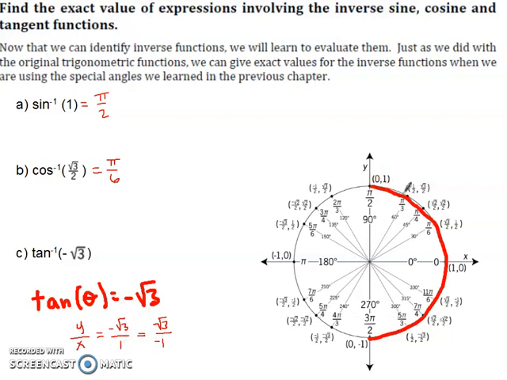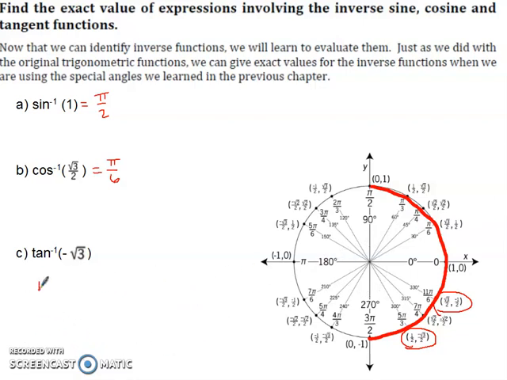So if I start in the first quadrant, I see that all x values and all y values are positive. So if I take the ratio of a positive number with another positive number, I'm going to get a positive ratio. So that means that I need to be looking in my fourth quadrant. I see two angles that could have a ratio of negative square root 3. So I'm going to test out both of these ratios.